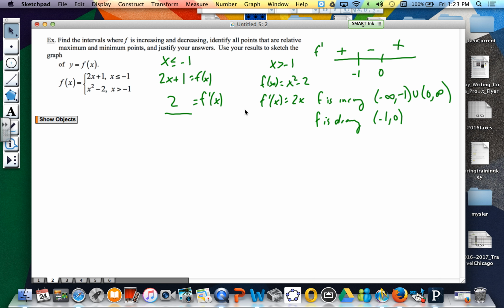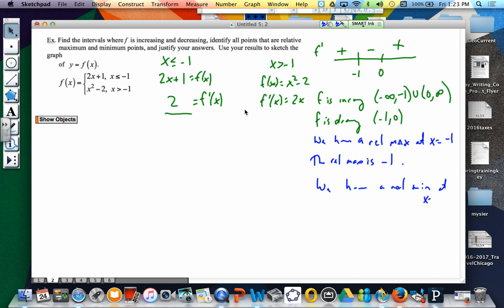Graphically, okay, do we have any relative maxes, relative mins? We have a relative max at x equals negative 1. The relative max is, and I plug in negative 1 and I get negative 1. We have a relative min at x equals 0. The relative min is negative 2, because when I plug in that 0, I get negative 2.